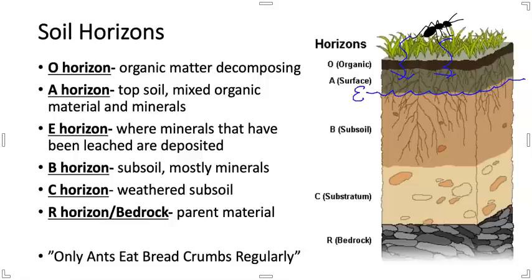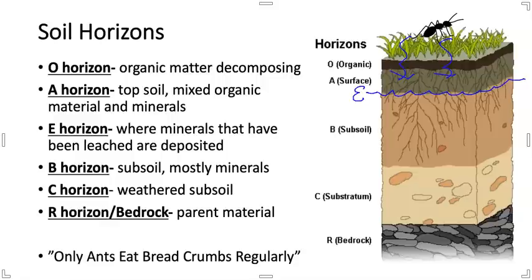The B layer is going to be our subsoil. It's mostly minerals, not really a lot of organics mixed in there. Most of the organics are in the topsoil. We have our C layer, which is going to be our weathered subsoil. Sometimes it's referred to as a substratum. And then all of that is actually weathering from the R horizon or R layer, which is our bedrock. So this could be a quartz layer, a limestone layer, or some other type of material that's going to make up the primary properties of this soil.